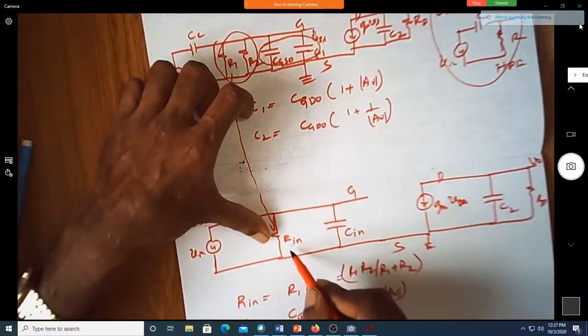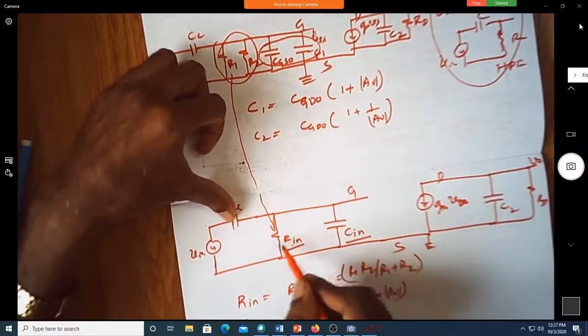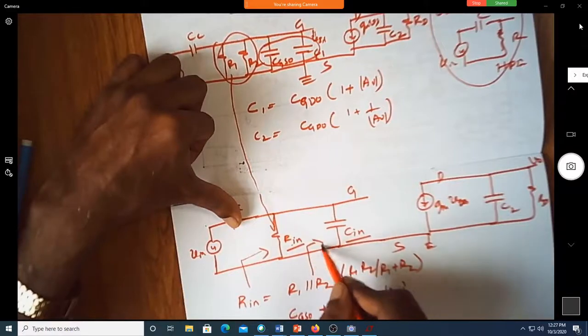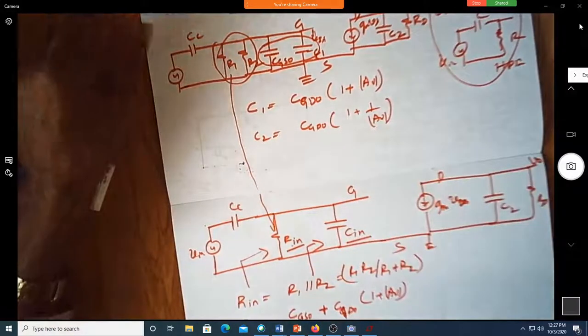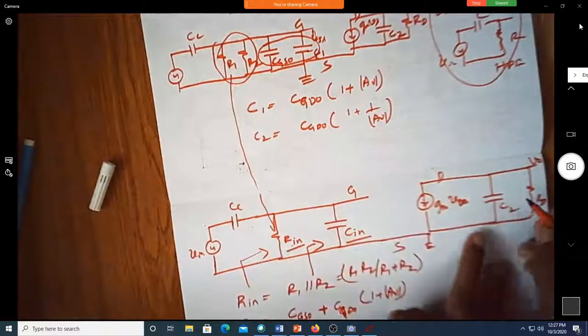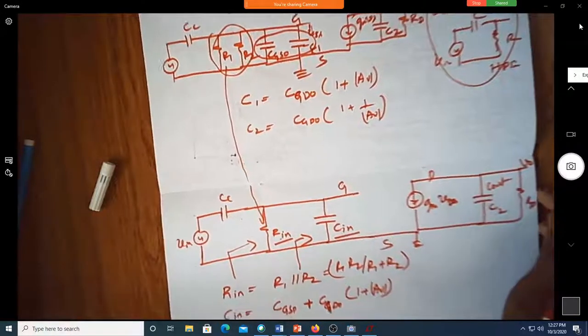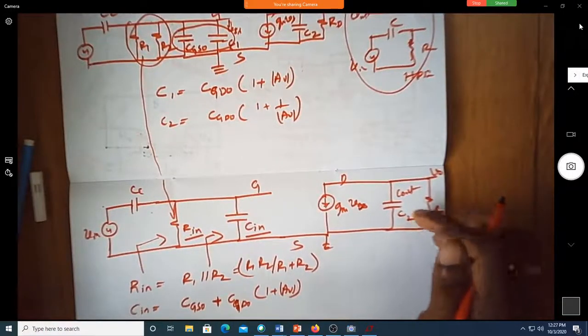Why are we naming it as in? Because this is the resistance seen at the input, and this is the capacitance seen at the input of the amplifier. So that's why it is named C in. We may write C2 as C out, because it is the capacitance seen at the output.